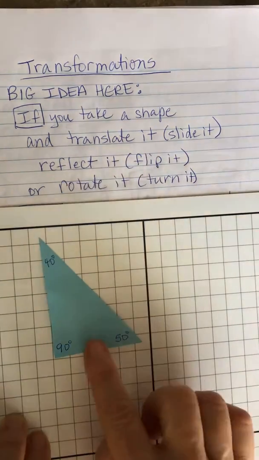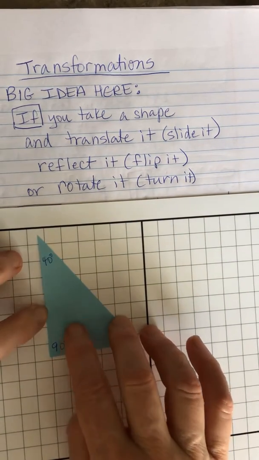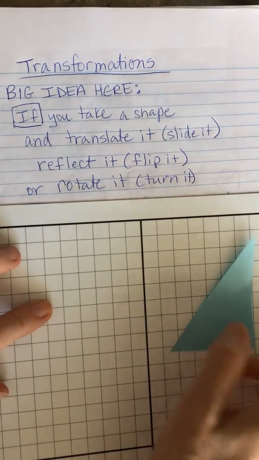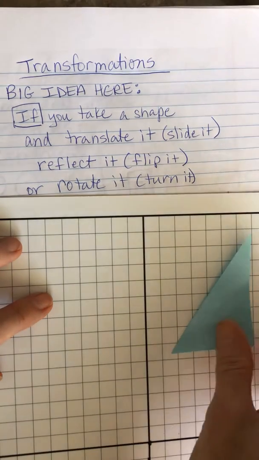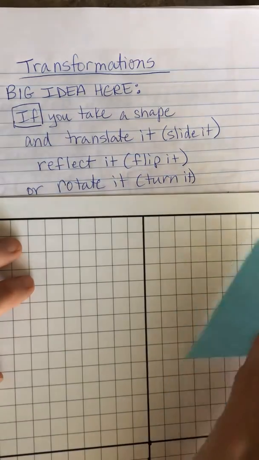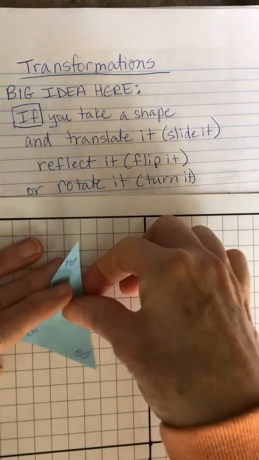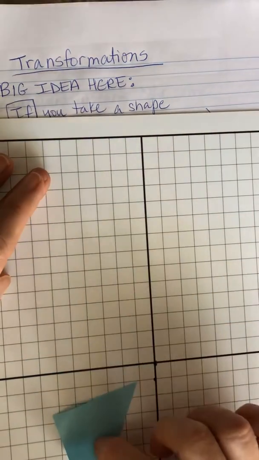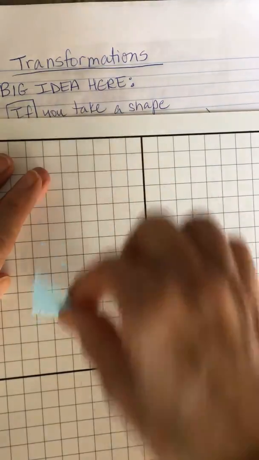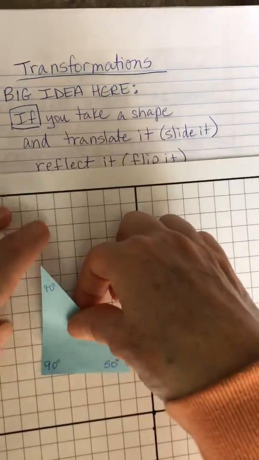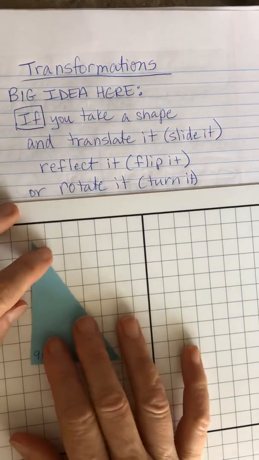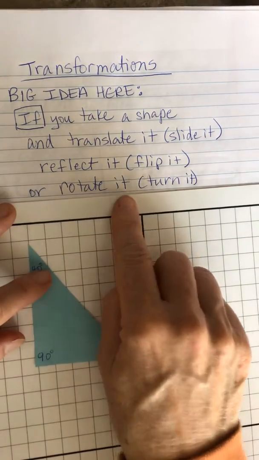Reflect it means to flip it. So I'm going to take this shape and I'm going to flip it. I'm going to actually flip it over that y-axis that I have there in this coordinate grid. And that's called a reflection. It's just a flip. And it doesn't only flip across that y-axis, it can also flip over the x-axis. Flip, flip, flip, flip. Reflect, reflect, reflect, reflect. So that's reflection.